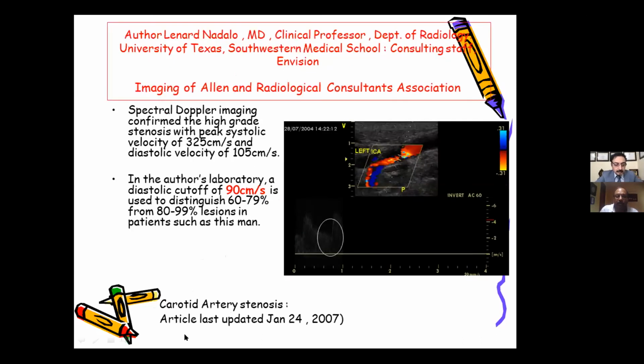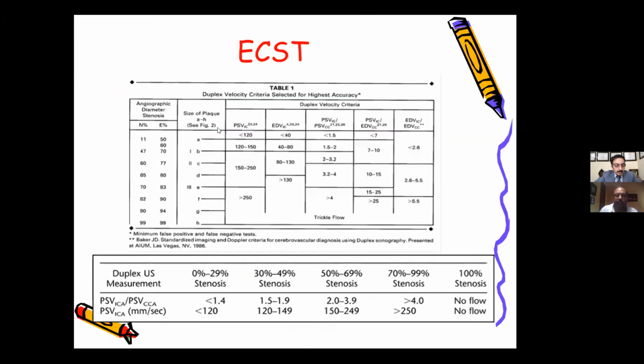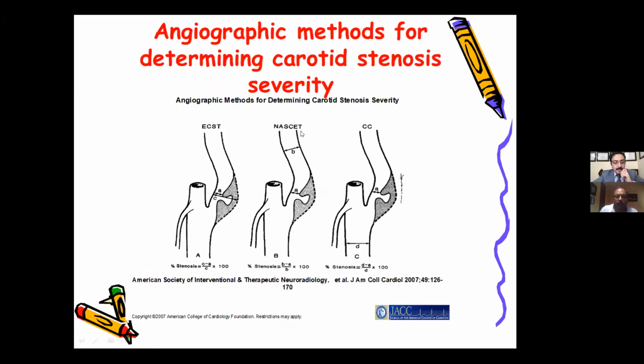Here's a slide from 2007 by a leading researcher, Professor Nadalo, who said the end diastolic velocity has to be more than 90 centimeters per second to talk of 80 to 99% stenosis in any internal carotid vessel. And when we talk of angiographic correlation, there are three kinds of studies: the European Carotid Surgery Trial, the North American trial, and the Common Carotid method. The way they measure the plaque burden and estimate the stenosis is entirely different.